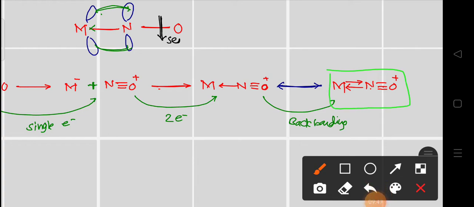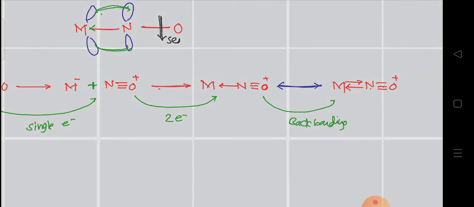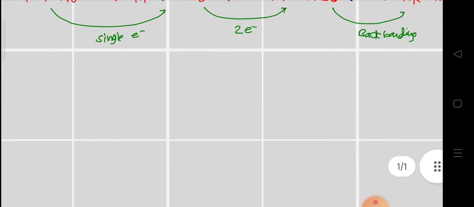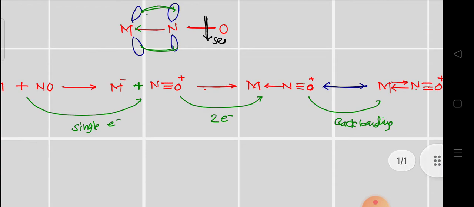Okay, so this is a very systematic kind of bonding and presentation here, particularly for metal nitrosyl complexes. I hope all of you are getting my points.